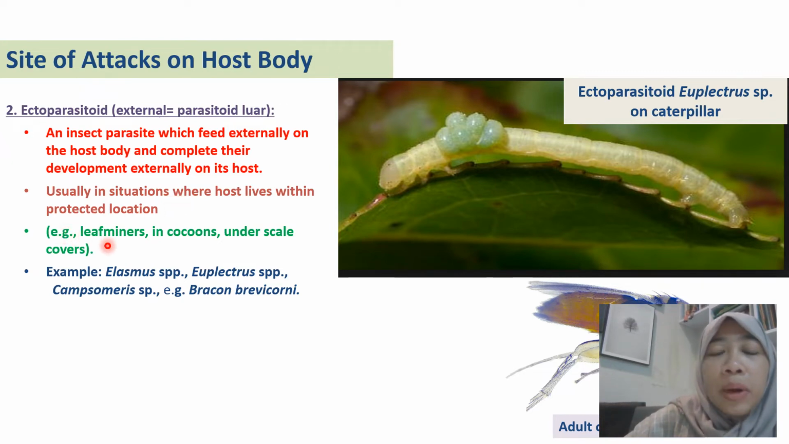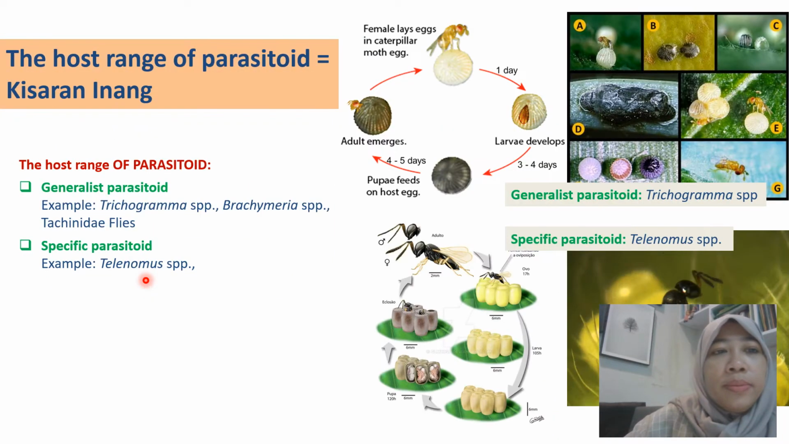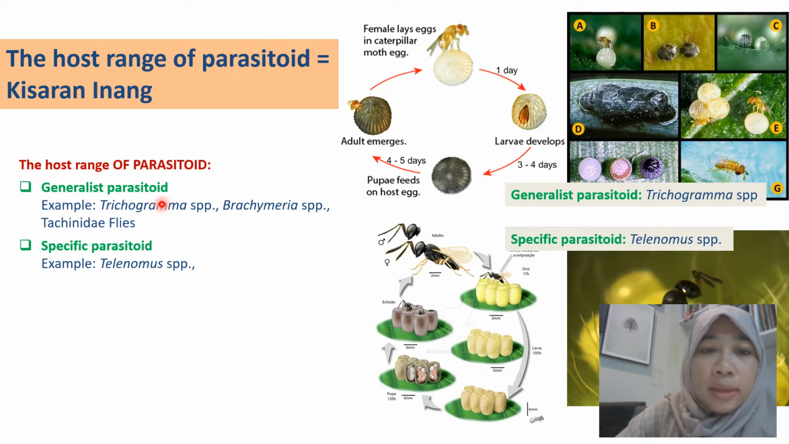For example, leaf miner, pengorok daun, and others. The example is Elasmus euplectrus. Okay. And the host range of parasitoids. The host range is different. It is divided into two. The first one is generalized parasitoid, and the second one is specific. The generalized parasitoids mostly come from Trichogramma, Brachymeria, and tachinid fly. A generalized parasitoid is a parasitoid that can attack many hosts. So the hosts are many. But for the specific parasitoid, the host is only some of the pests.